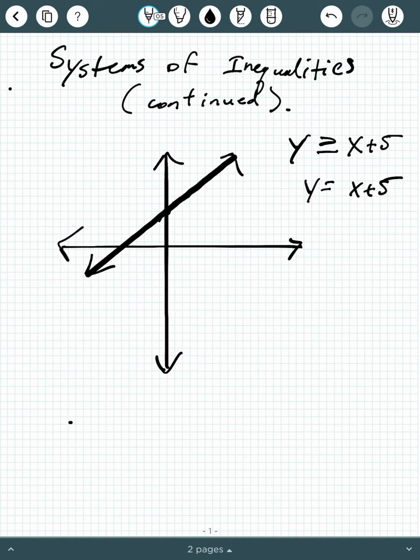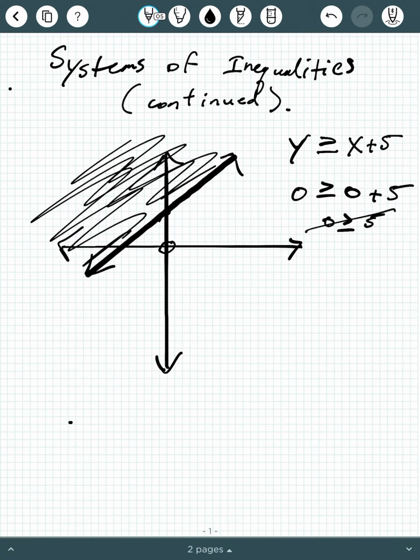Now we have to decide, okay, what points or values of x and y make this inequality true? So we can get rid of our boundary line equation there and just think about the inequality. What values for x and y would make this true? The easiest way to do this is to pick a test point, and I really like 0, 0 because it makes it quick, simple math. So 0 is greater than or equal to 0 plus 5. Well, 0 is greater than or equal to 5. That's not true, so we don't shade where that point was.